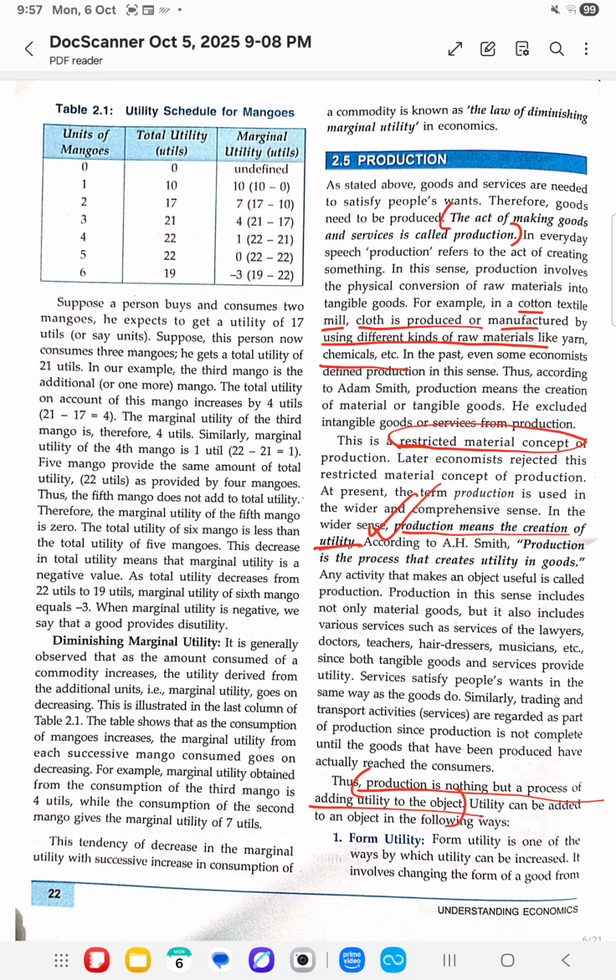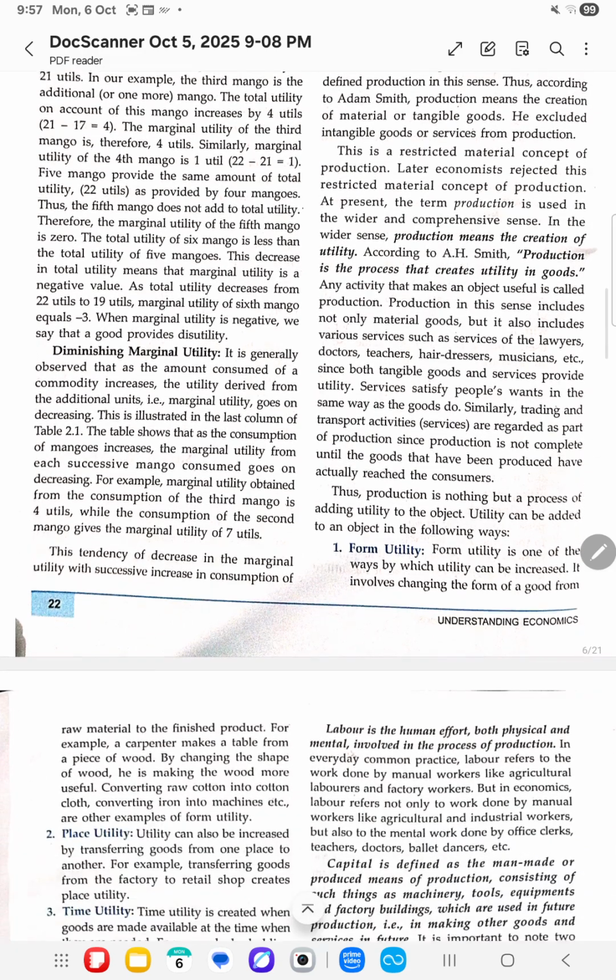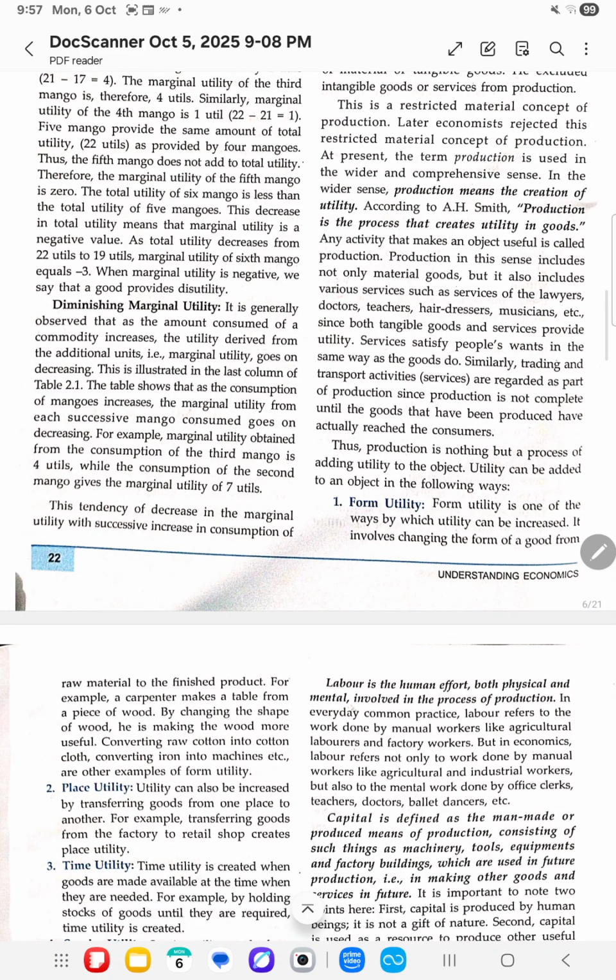What are the different types of utility that production helps in adding? It is form utility, which is one of the ways by which utility can be increased. Okay, it involves changing the form of a good from raw material to the finished product. Next up is place utility, where utility can be increased by transferring goods from one place to another, right?